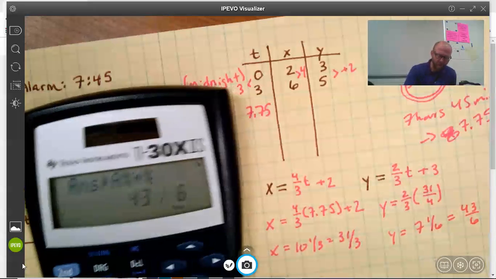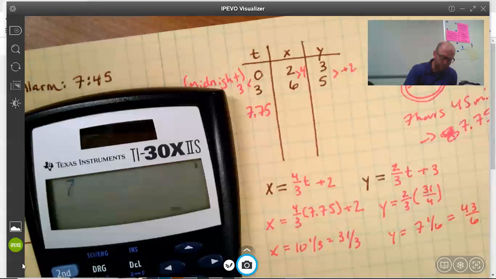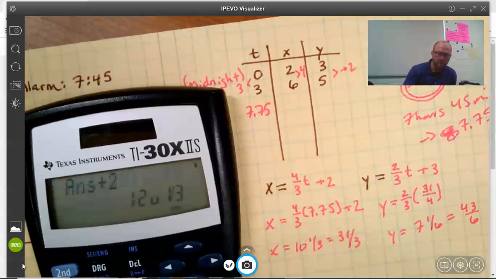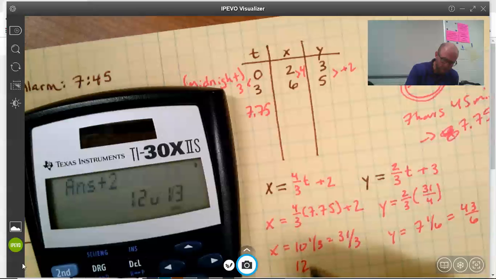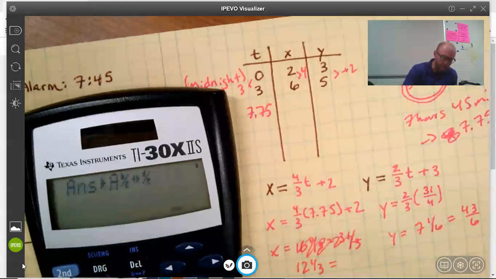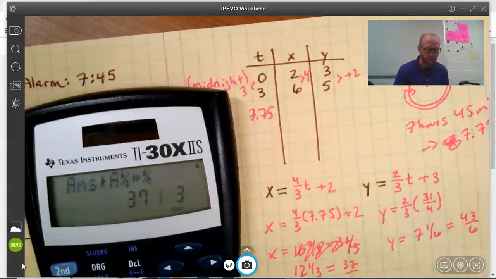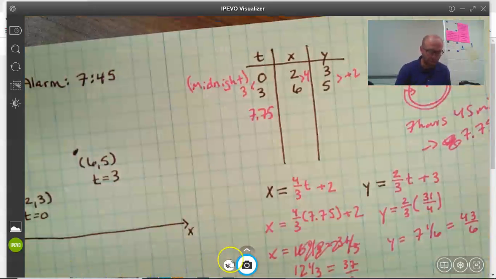You know what? Let me check over here. I can't remember if 7 3/4 times 4/3... I didn't add the 2. Plus 2 is 12 1/3, which is 37/3. I think I caught that, huh? I got all wrapped up in that decimal versus fraction thing and forgot to enter it. So we have 12 1/3 over and 7 1/6 up.